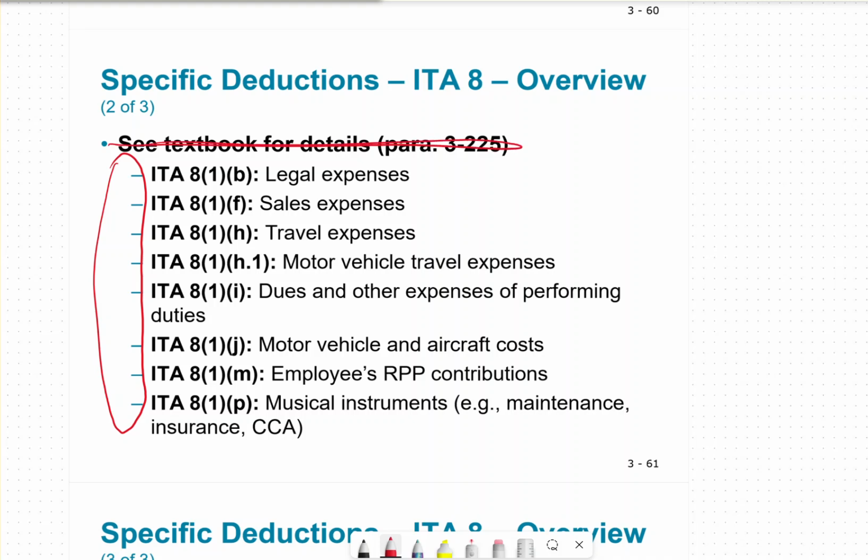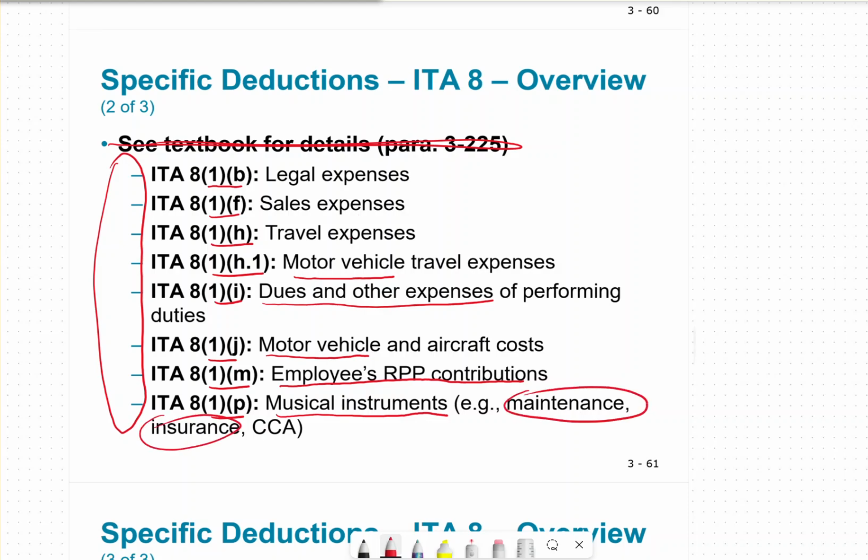You could also go into the revenue site and look at these subsections, which have a list of expenses you could deduct. So if you have legal expenses, sales expenses, traveling expenses, motor vehicle expenses, dues and other expenses performing duties. If you're a plumber, you are part of the association. If you're a CPA, you're part of the membership, and you have to pay dues. You have motor vehicles, also aircraft costs, registered pension plan contributions, and if you are in the industry of musical instruments, you have to pay for the maintenance and the insurance on these musical instruments.